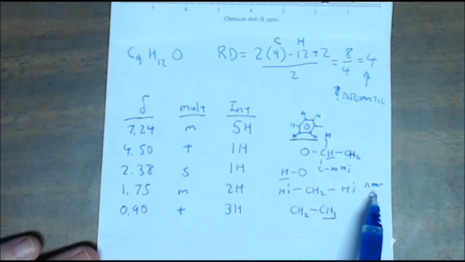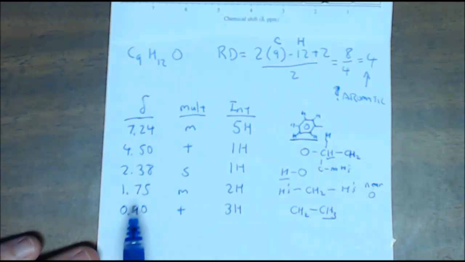I also write over here that it's near oxygen. And I write over there that it's near oxygen because it shows up at 1.75. Normally these things don't show up this high, so I'm guessing that it's 1 or 2 carbons removed from the oxygen, probably 1 carbon removed from the oxygen.